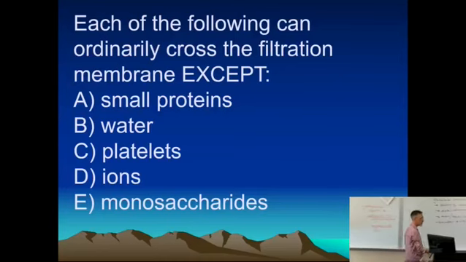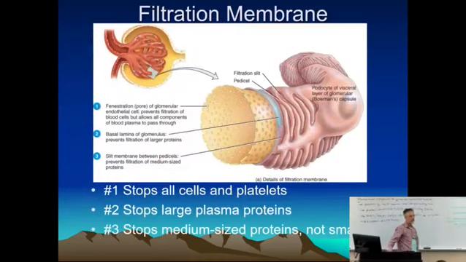Because the filter, the glomerular capillaries in that filtration membrane, it's size selective. It's not good and bad. It's not do we want it, do we want to get rid of it. It's small, it gets through. Big, it stays in. Okay?